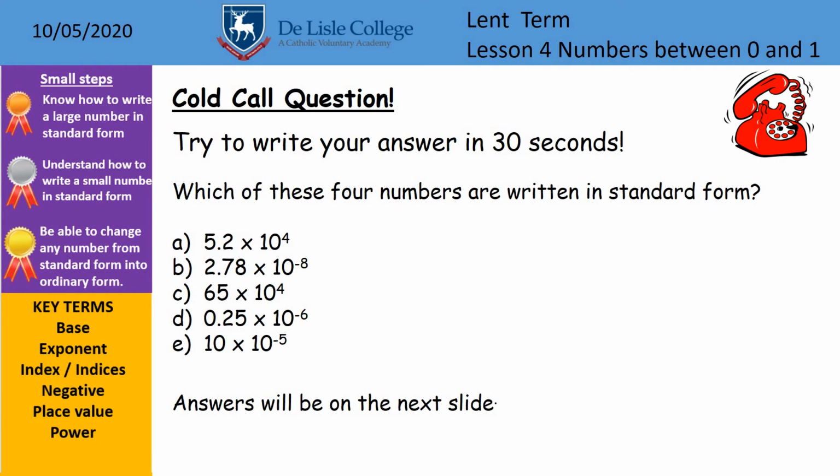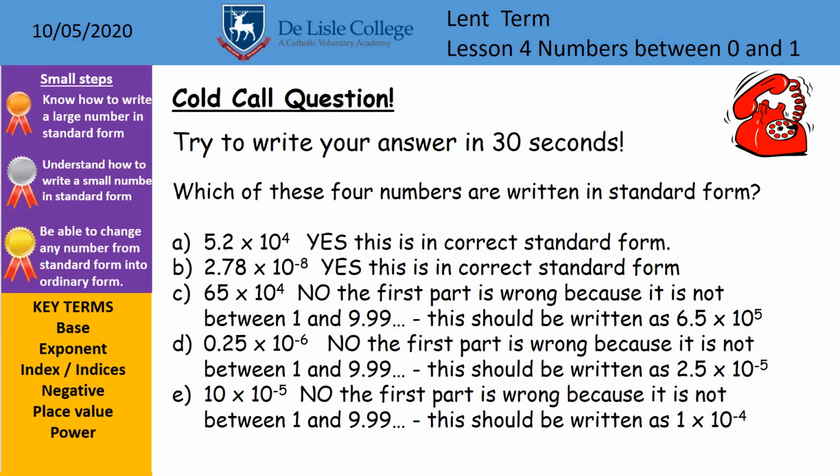Okay, which of these four numbers, it's actually 5, are written in standard form? Write them down and see if you can decide whether they're correctly written in standard form or not. Pause the video while you do that. Okay, if we look at the answers, the first two are written in standard form. There's a number between 1 and 10 at the front and a power of 10. C is not in standard form because the first part is not between 1 and 9.999 or 1 and 10. D, also the first part is wrong because it's not written between 1 and 10 or 1 and 9.99. And the last one, you can't have 10. You have to write it as 1 times 10 to the power of minus 4.